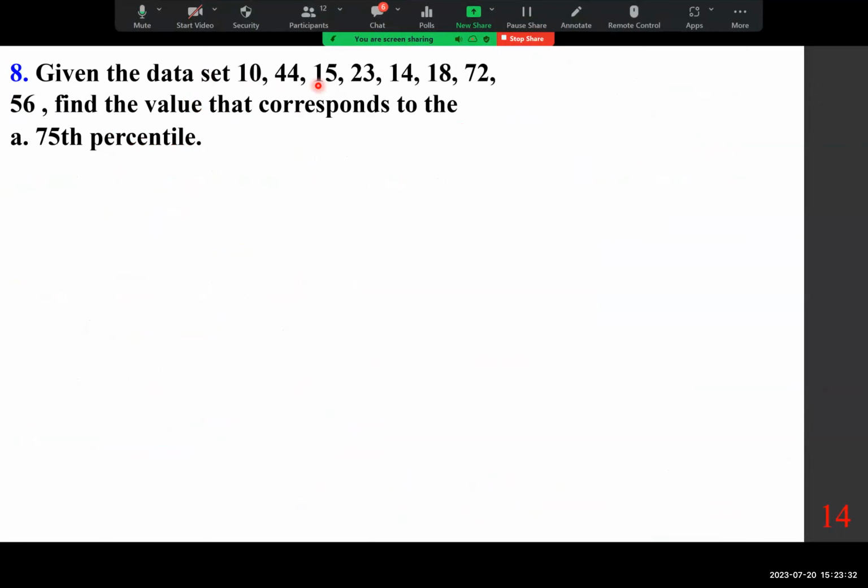Given the data set we have here 10, 44, 15, 23, 14, 18, 72, 56, find the value that corresponds to the 75th percentile. And now we go with this concept of a locator. The very first thing, we must sort the data, rank the data from smallest to largest. So let's do that. It's very easy to do. So we put this in order: 10, 14, 15, 18, 23, 44, 56, 72.